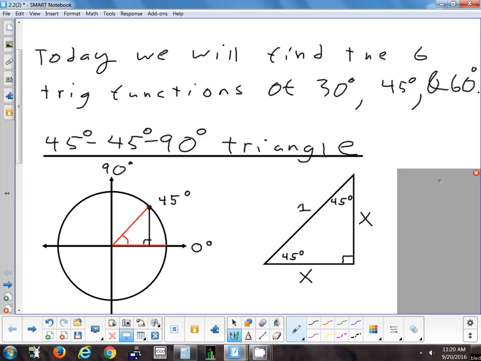Okay, so I don't know the bottom side, but whatever it is, it's the same as the height. Now I need to find x. If I can figure out what x is, it'll give me this length right here, which is how far I move from the origin to the right. And then if I can figure out this, it'll tell me how far I move from this point up to here. So in other words, if I figure out what x is, it tells me the coordinates of 45 degrees.